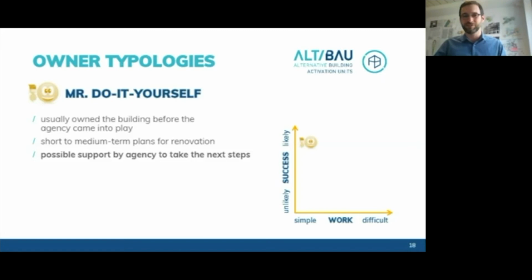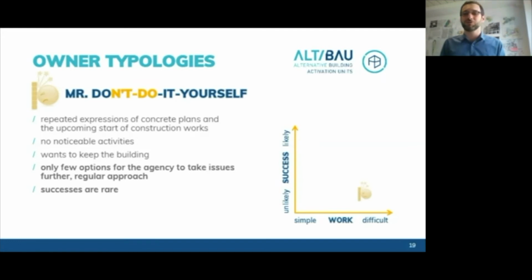Those people are nice, because then you do have some easy successes. But sometimes these people, bit by bit, start to change to Mr. Don't-Do-It-Yourself. He's always talking and talking and talking, but never really starts, never really materializes. There are no noticeable activities, but the owner also does not really want to sell the building. So there are only a few things. If you've got owners like that, if they don't want to and if they're unable, you can only talk and communicate and try to level out the obstacles. But often these are the ones that even after years will remain unused.